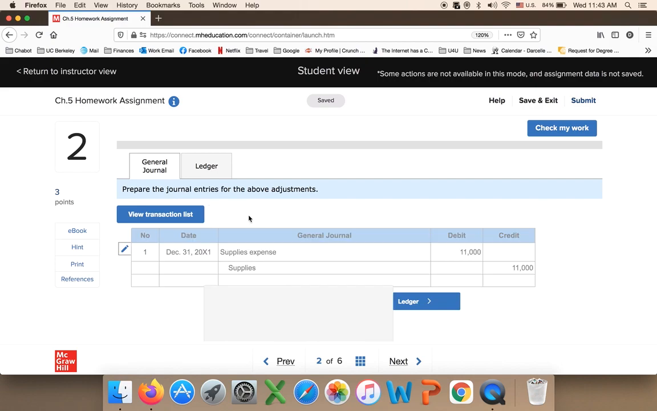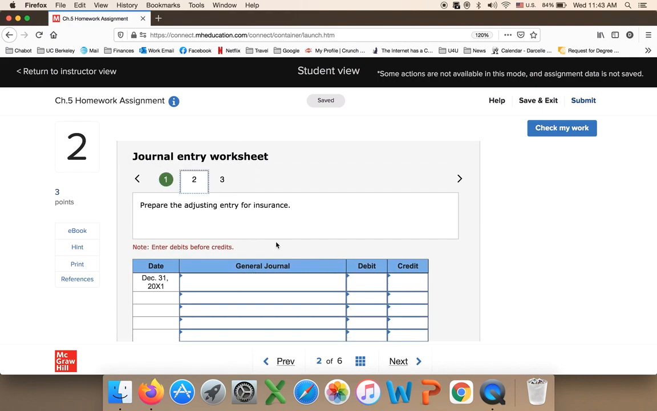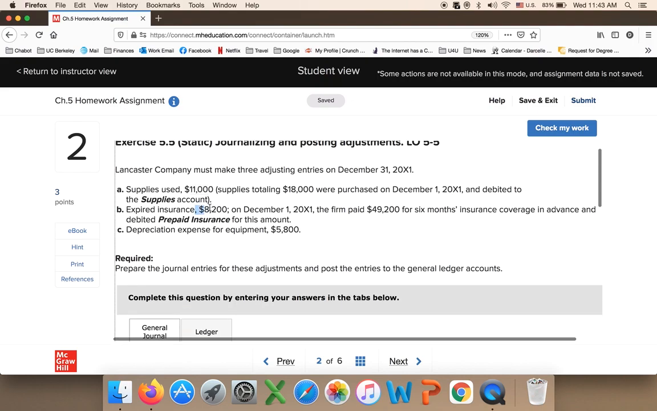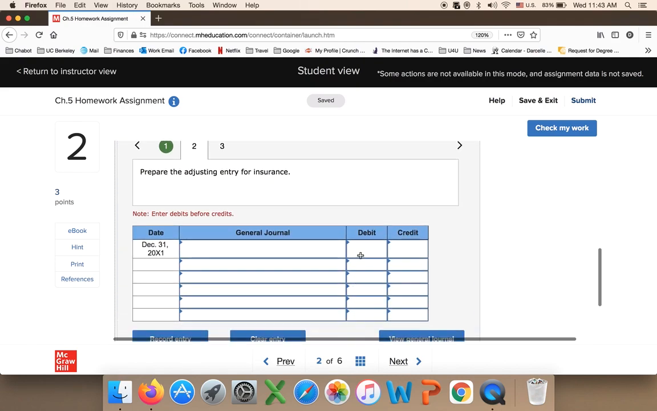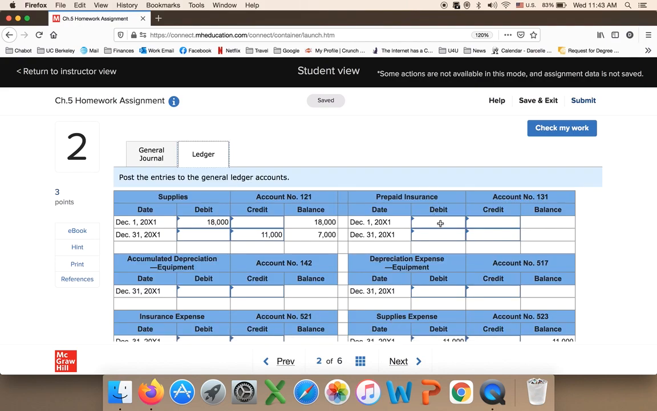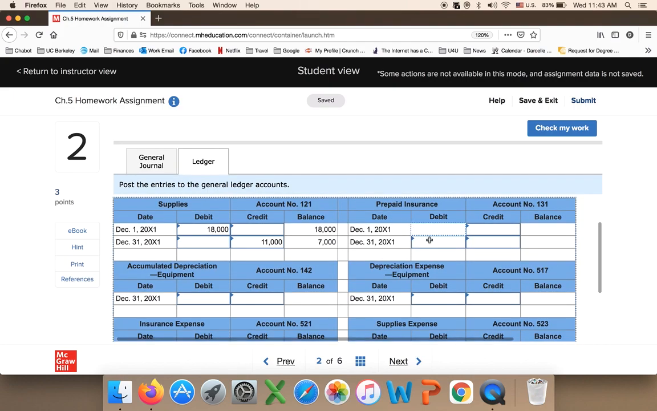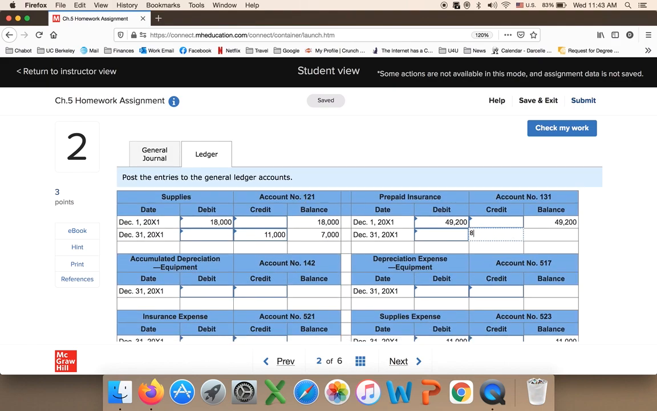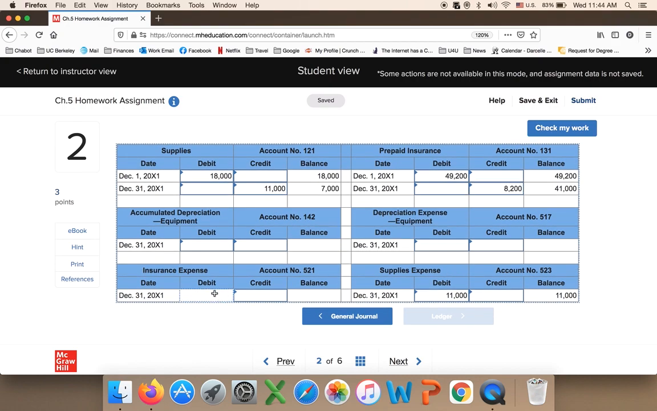The second entry is for insurance, in your journal entry worksheet. Very similarly, expired insurance is given. The company paid $49,200 on December 1st, but now we've used up $8,200. So the math is given: $8,200 debit, $8,200 credit. Debit an expense, in this example insurance expense, and credit an asset, in this example prepaid insurance. Go to the ledger. Again, prepaid insurance was $49,200, and now we are decreasing it by $8,200 and moving it as a debit to insurance expense.